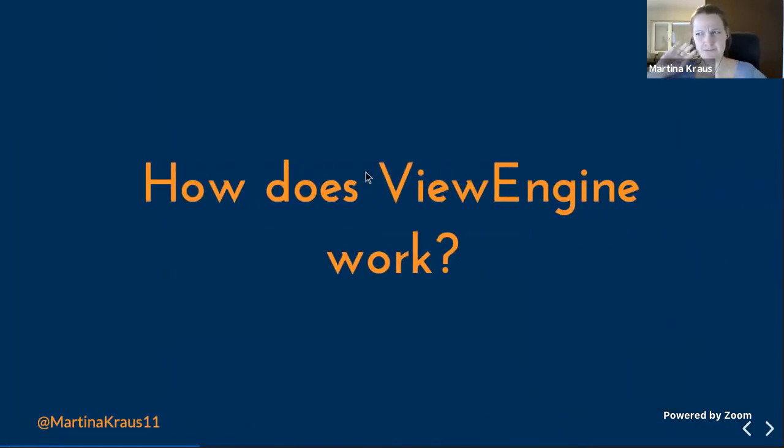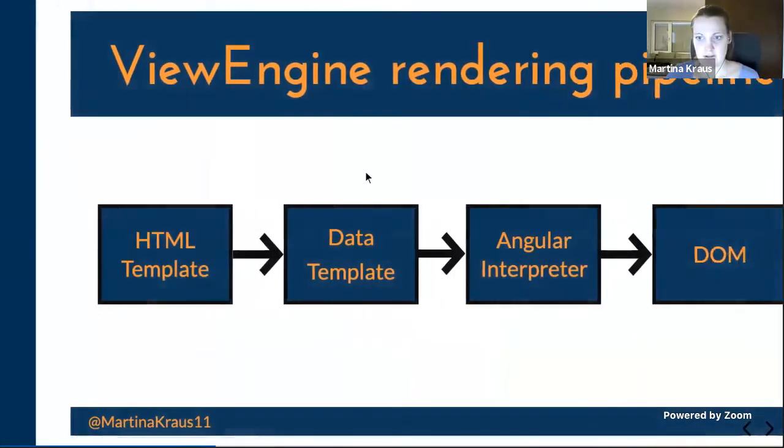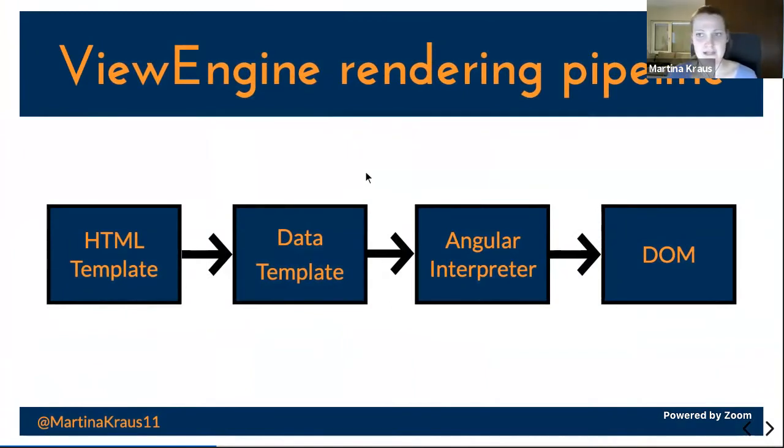So to shortly get to know how we can migrate our libraries or what we should do, let me shortly explain the differences between the compilation of the View Engine and Ivy. So basically, the View Engine rendering pipeline looks like this. We have our HTML template. Out of this HTML template, we create some data template, like an array of instructions, which actually build the HTML. Then the Angular interpreter, which is inside the core framework, takes this array of instructions and renders it to the DOM eventually.